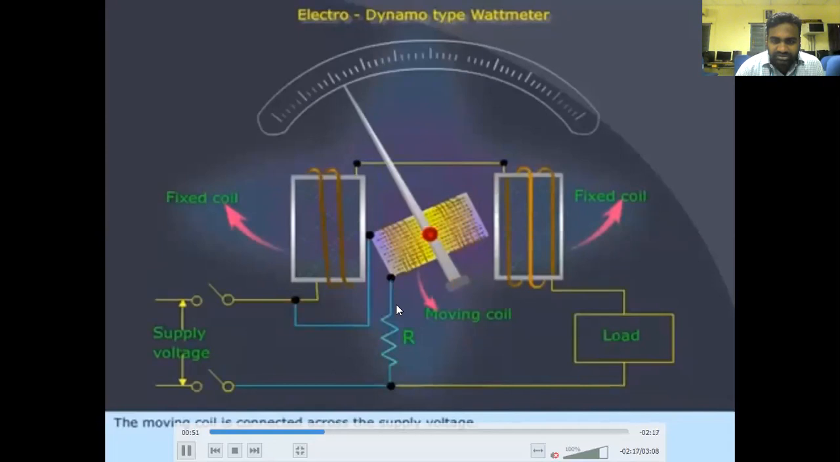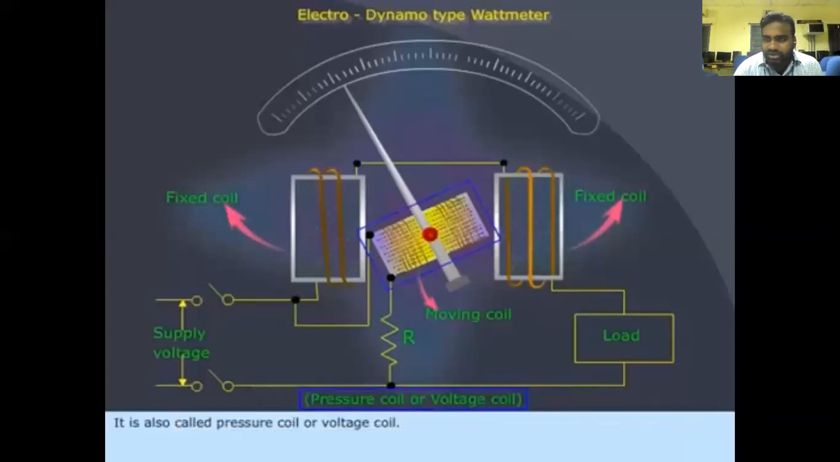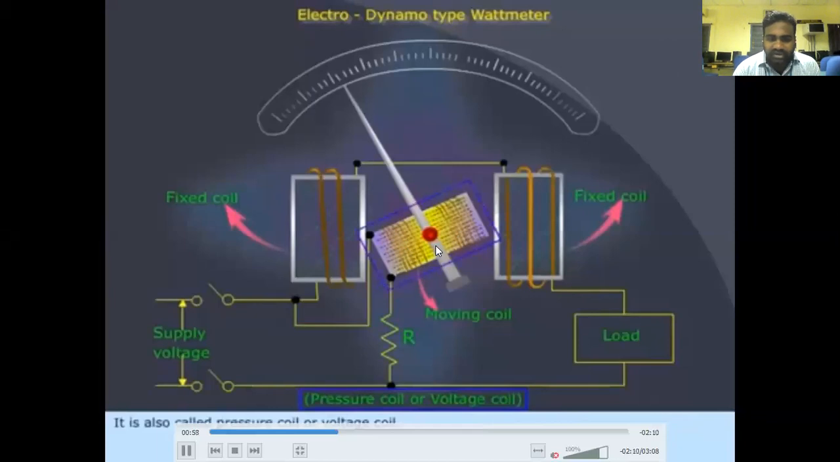Next to the supply voltage there is a resistance connected, and this moving coil is also called, as most of you are very familiar, the pressure coil or voltage coil. The moving coil is nothing but the voltage coil. It is also called the pressure coil, and it is also known as the potential coil. These are different terminologies used in the literature.